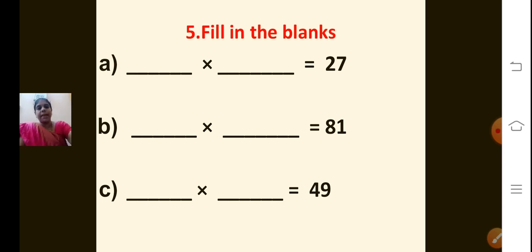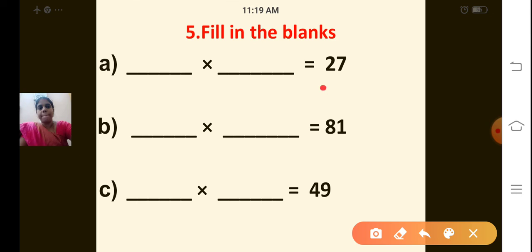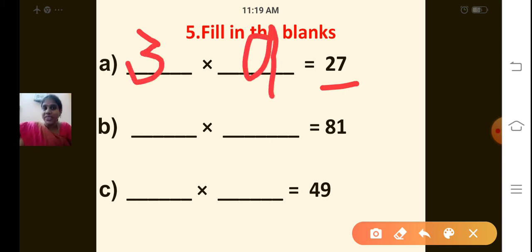Now fill in the blanks. So my answer is 27. What number should I multiply so that I get 27? 3 9s are 27. You know this, right? So how will you get 27? When you multiply 3 by 9, you will get the answer 27. Or 9 into 3 also. 3 9s are 27.